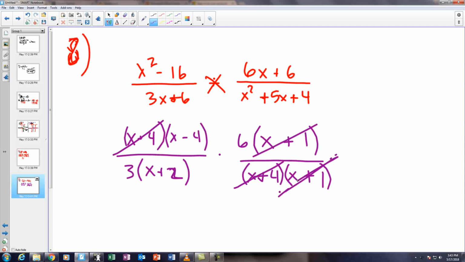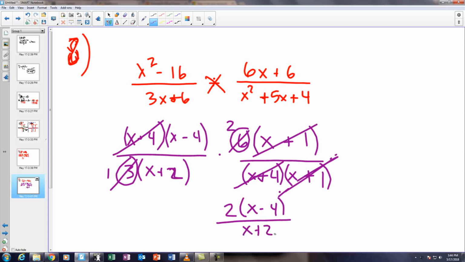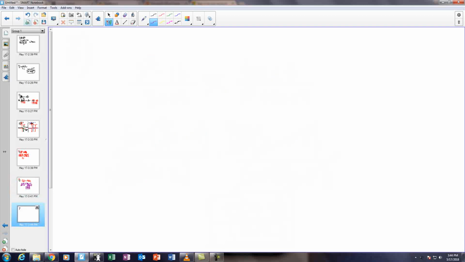So normally this is kind of where you just shove everything together, but I noticed that the 6 and the 3 can also reduce. So I'm going to change the 3 and the 6 to a 2 and a 1. That leaves me with 2 times x minus 4 over x plus 2. Now there's no simplification I can do from here, so I am done. Sometimes lots of stuff cancels, sometimes very little amounts of things cancel.